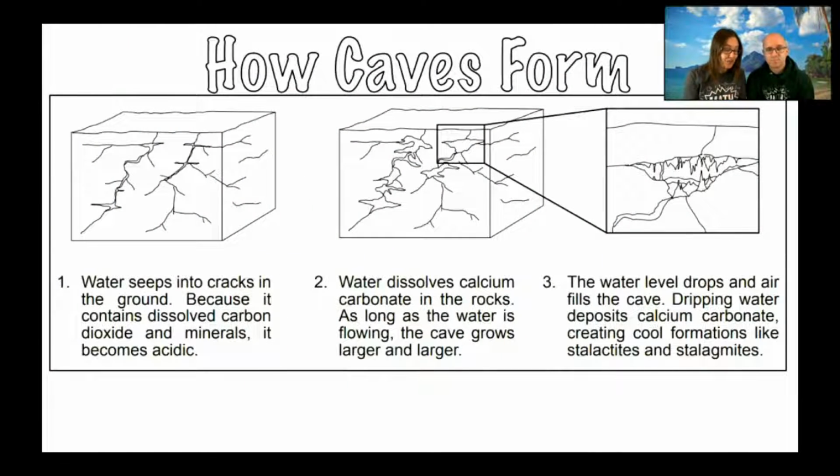This is from page 93 in the notes. So it all starts with cracks in limestone. And as groundwater comes through, it makes the cracks bigger because it's dissolving the rock and carrying it with it. But once air gets in there, then the cave, instead of growing bigger, starts to fill in with cave formations, stalactites and stalagmites. Oh, stalactites come from the ceiling, stalagmites on the ground. That's right.